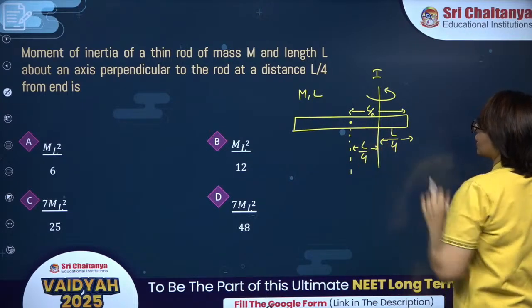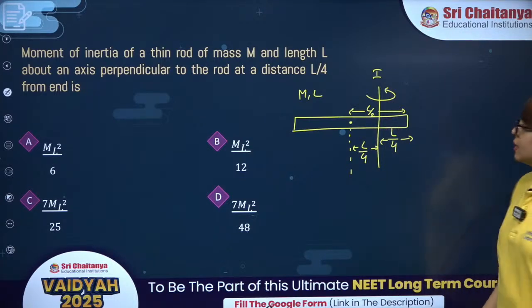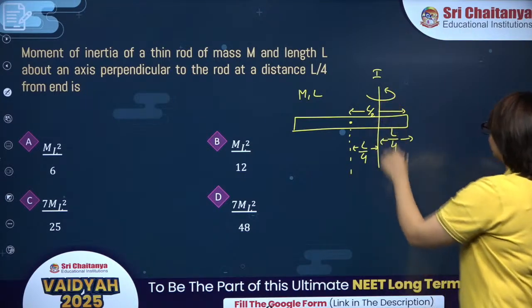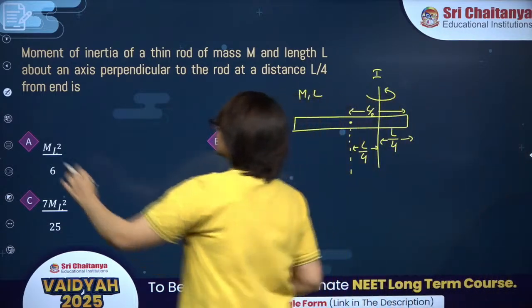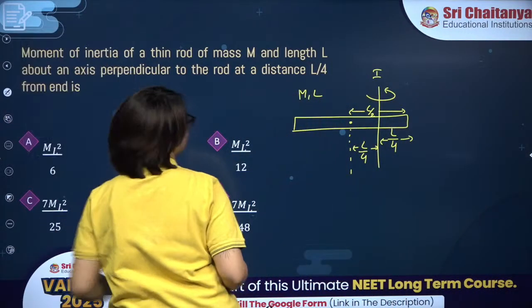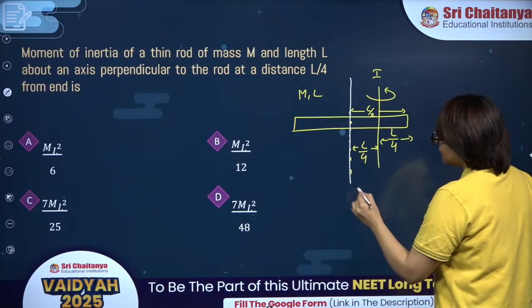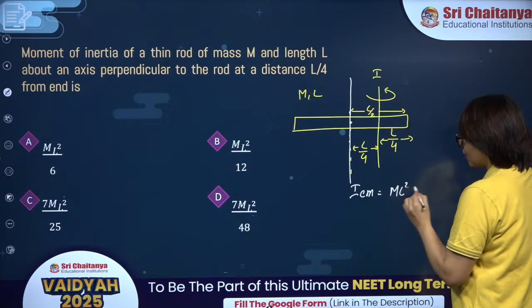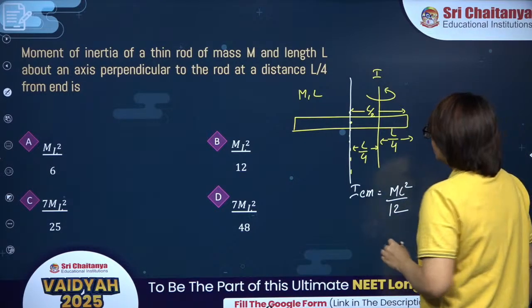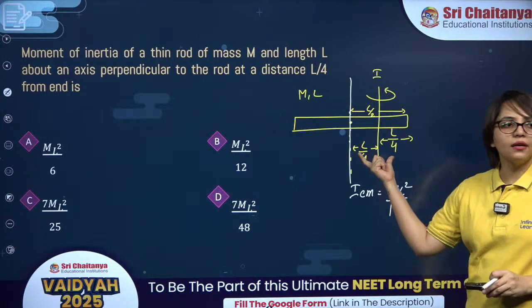So L by 4 and L by 4 will make L by 2 over here, right? Now we have to find the moment of inertia about this axis. First of all, we have to find the moment of inertia about the center of mass. This is the axis passing through the center of mass, and the moment of inertia about the center of mass is ml square by 12. Now we have to apply the parallel axis theorem because both of these axes are parallel.